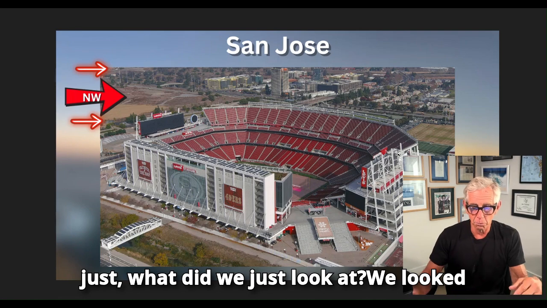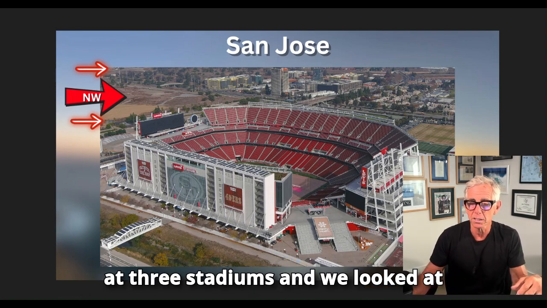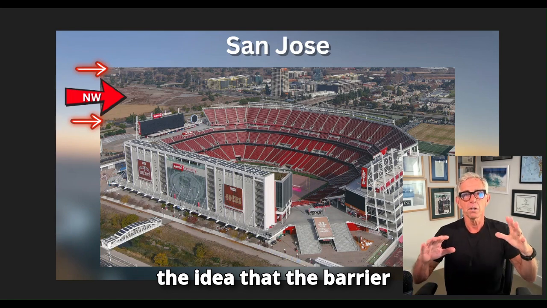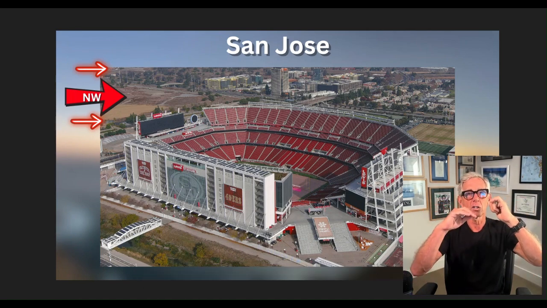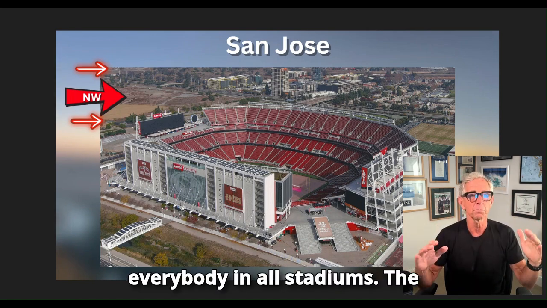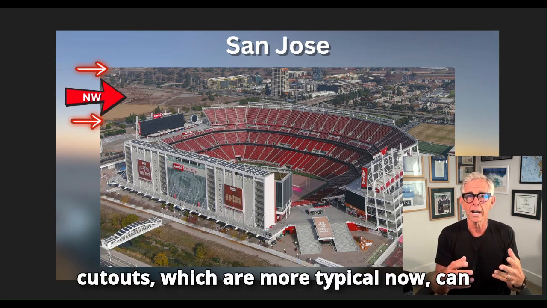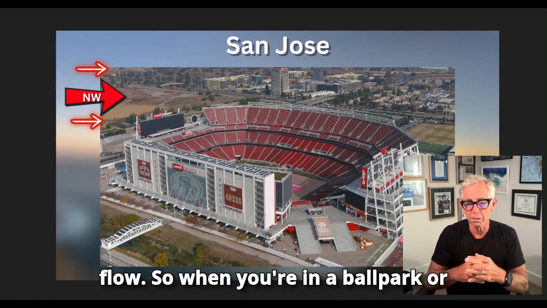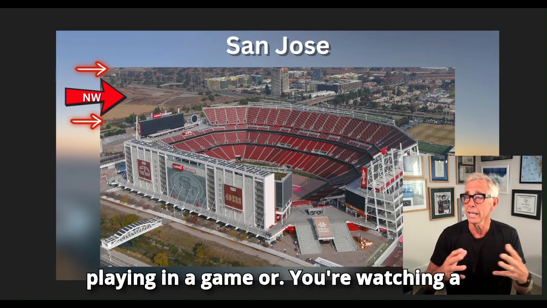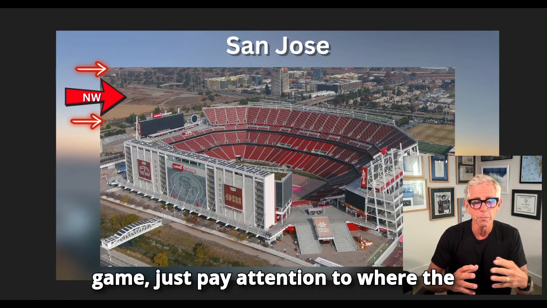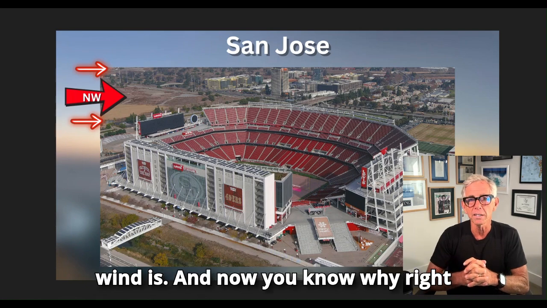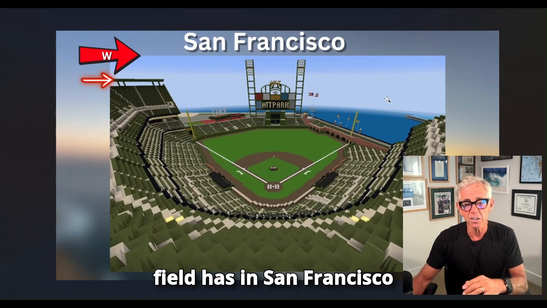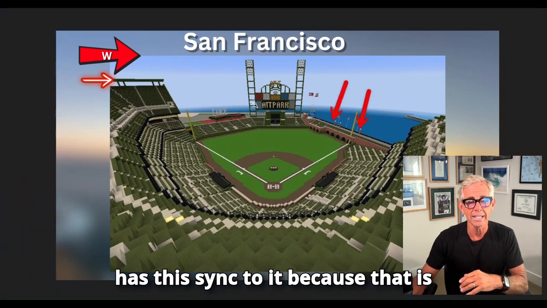So what did we just look at? We looked at three stadiums, and we looked at the idea that the barrier of the stadium wall impacts everybody in all stadiums. The cutouts, which are more typical now, can accelerate those differences in wind flow. So when you're at a ballpark or you're betting on a game or you're playing in a game or you're watching a game, just pay attention to where the wind is. And now you know why right field in San Francisco has this sink to it, because that is visual.